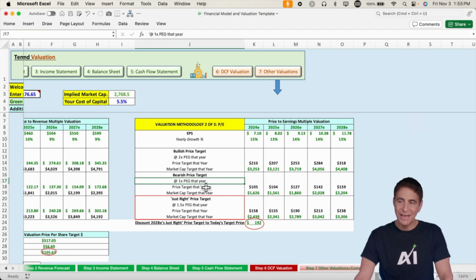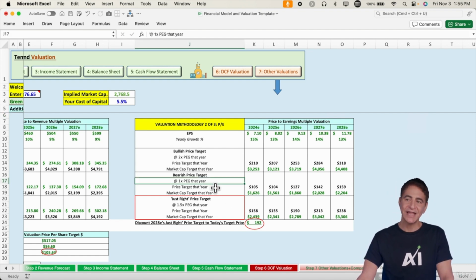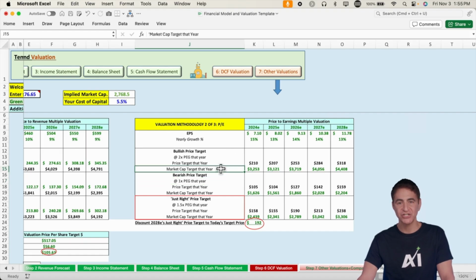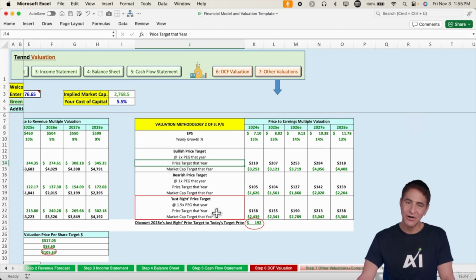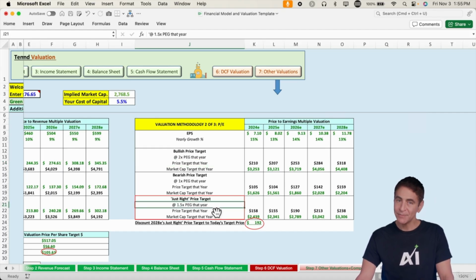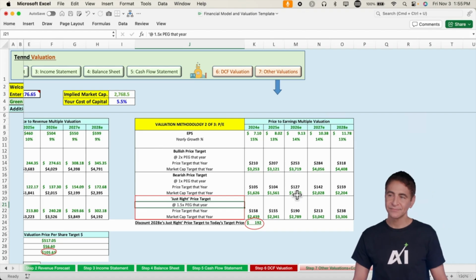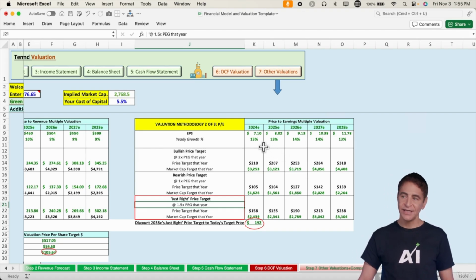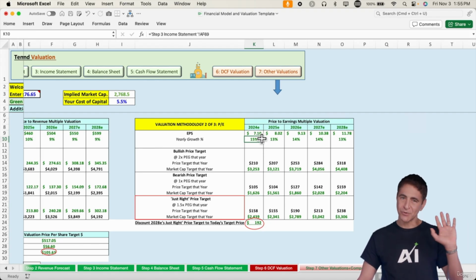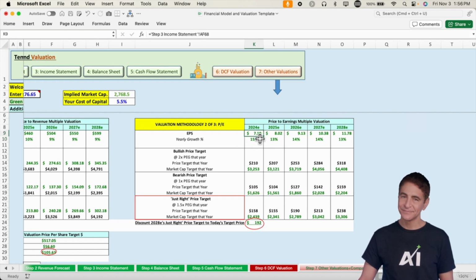So I wrote a bearish target price would mean that Apple would trade at 1 times its growth rate for a PE. I'll explain the math in a second. A bullish target price would be that Apple would trade at 2 times its earnings growth rate. And the just right one is in between, 1.5 times. So let's talk about the mathematics behind this. So right here in 2024, we've got 15% earnings growth to a very rough, for educational purposes only, estimate of this amount here.